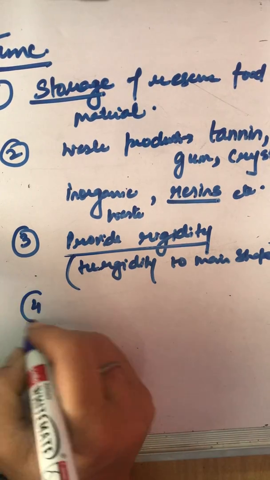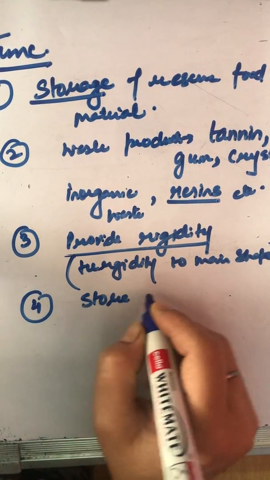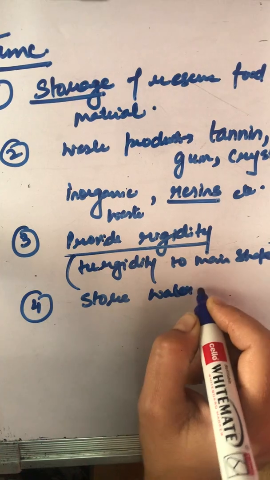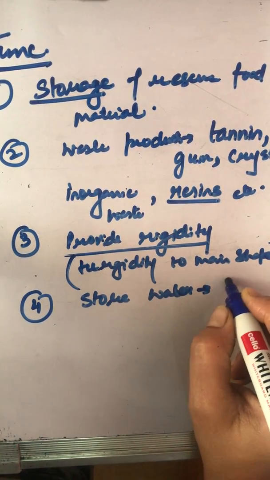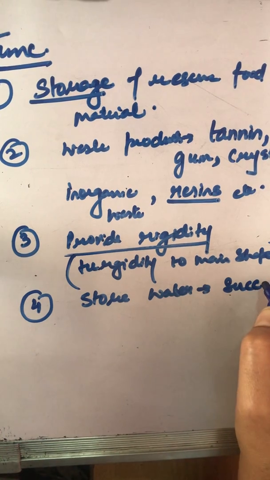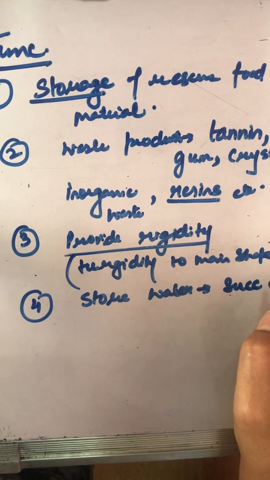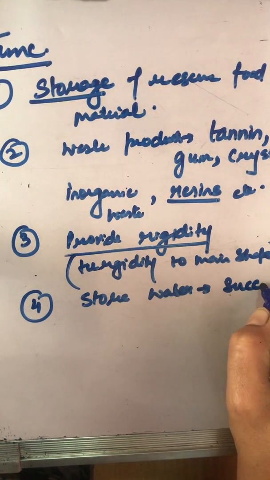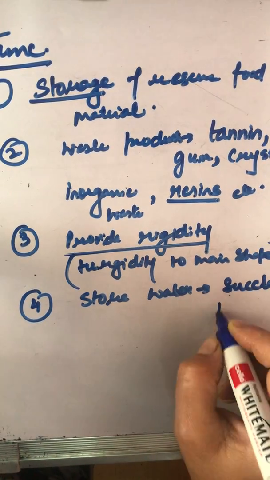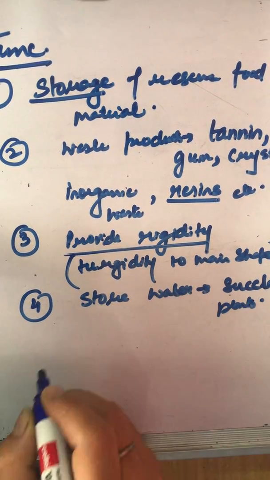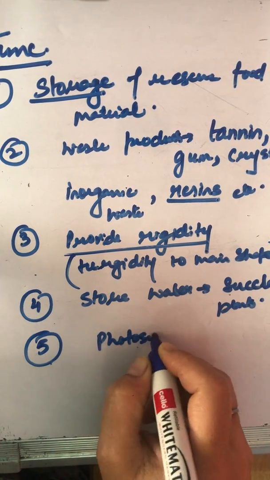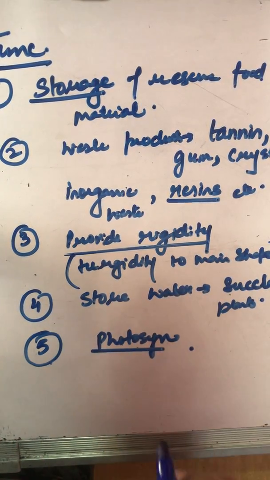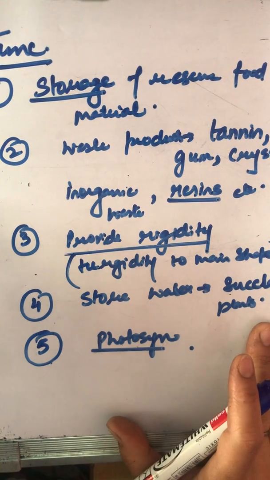Number 4, it stores water, where it is providing excessive care to the succulent plant parts. It also performs the function of photosynthesis. This is all about parenchyma.